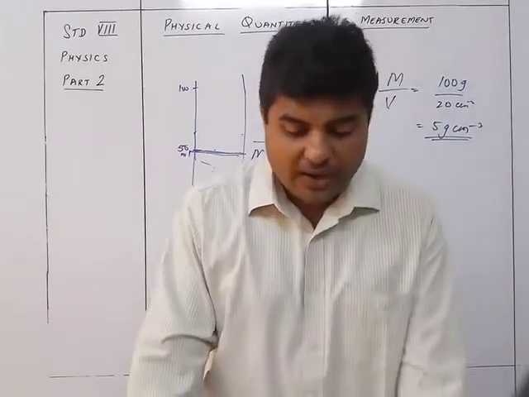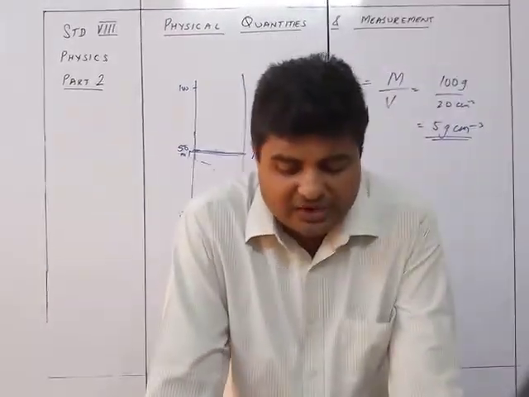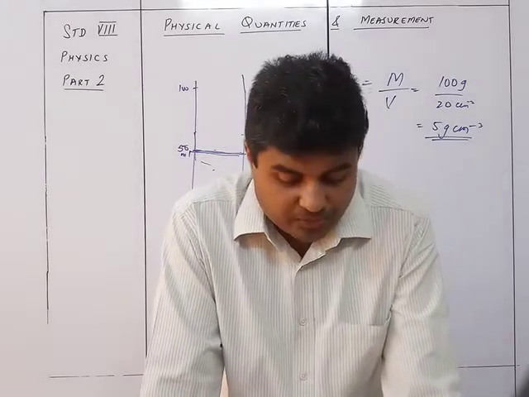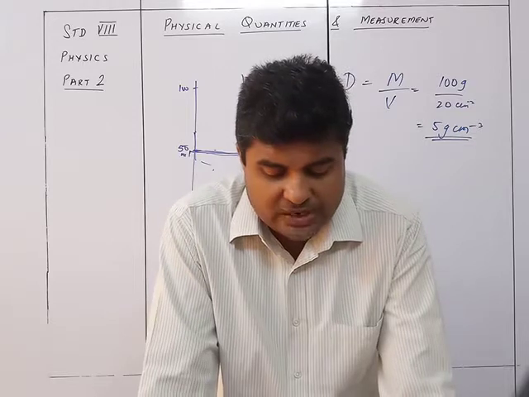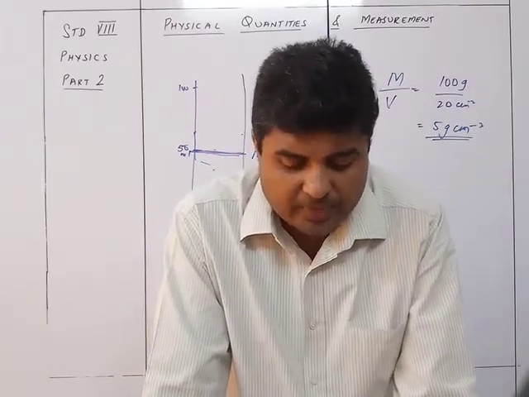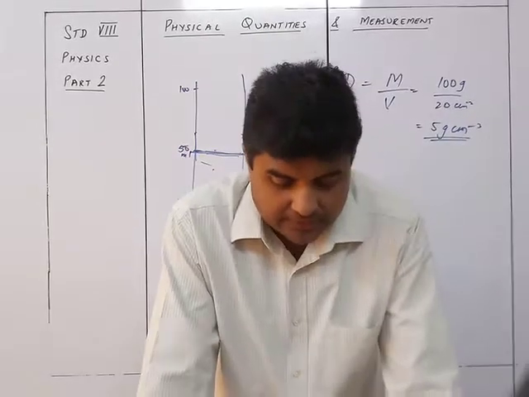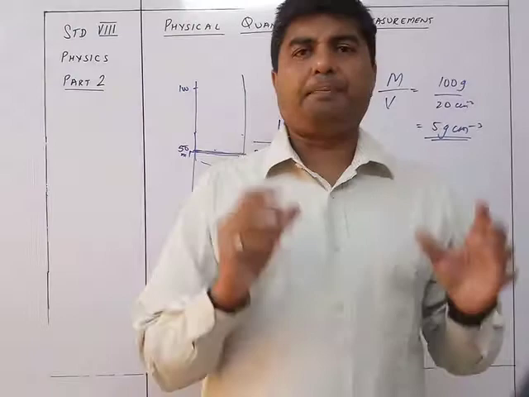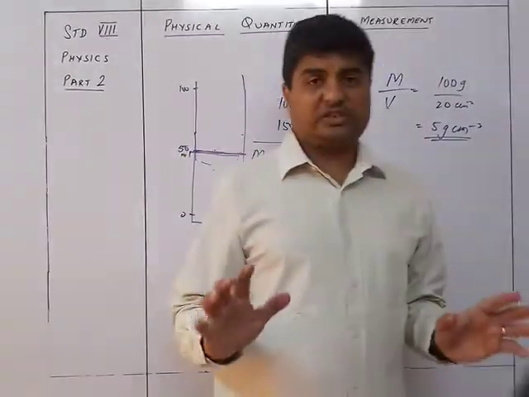A density bottle is a specifically designed bottle which is used to determine the density of a liquid. Figure 2.6 shows a density bottle. It is a small glass bottle having a glass stopper at its neck. The bottle can store a fixed volume of liquid. So the capacity of the bottle is fixed.